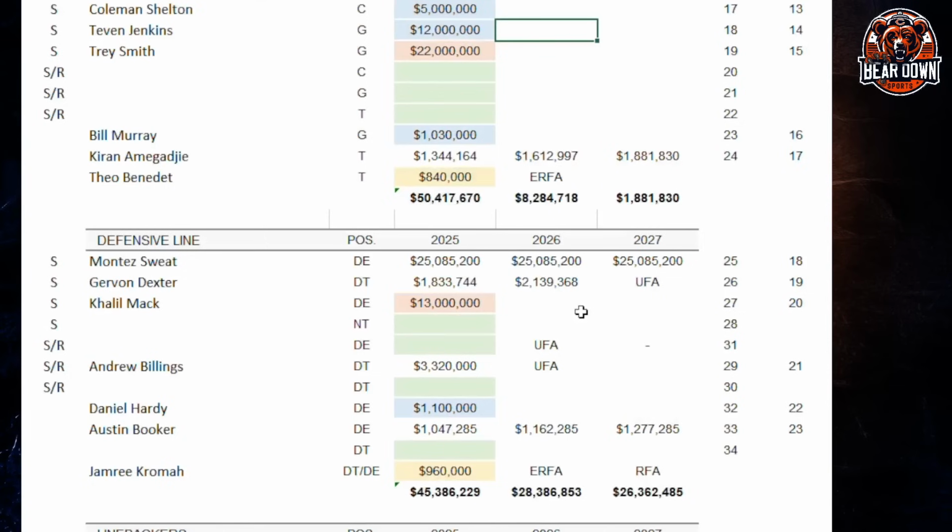Defensive line, we need a stronger defensive line. We need a better run defense. We need better pressure.